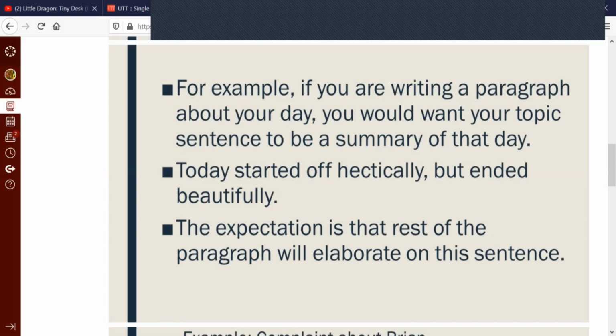So in this example, you're writing about your day. So you want the topic sentence to give the reader a quick snapshot of what your day was like. Today started off hectically, but ended beautifully. So I know this paragraph is going to describe the day. So the expectation is that the paragraph will then tell me how your day started off hectically, but ended beautifully.